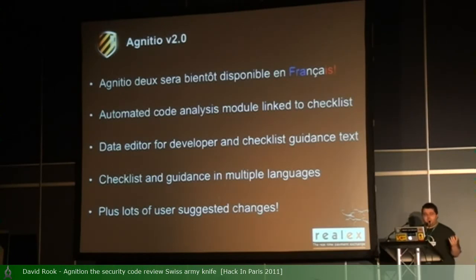So one of the things I'm trying to work on is to take what we looked at earlier, where we said we need both human and software for our code reviews, and try and put both of those things into Agnisio. So the first version of the automated code analysis module is coming in version 2, and it is pretty basic, very basic in fact, and I'll show you that in a second.